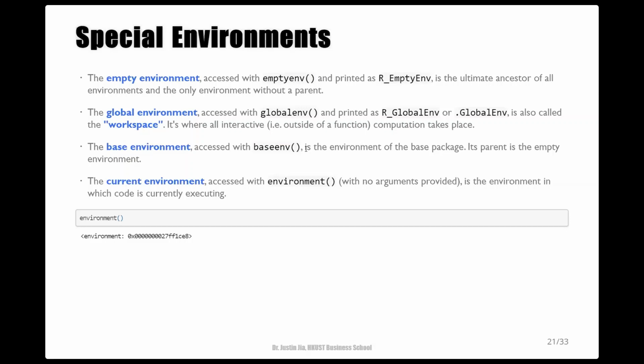And the environment in which code is currently running is called the current environment. It can be accessed by calling the environment function without arguments provided. The environment printed here is the environment used to render these slides. If you run this code in your console, it will instead print the global environment, which means that your code is currently running in the global environment.